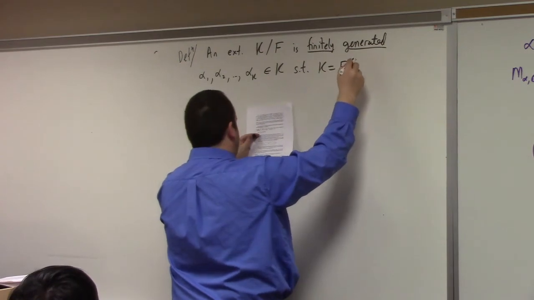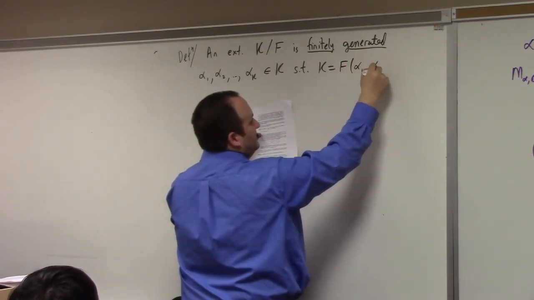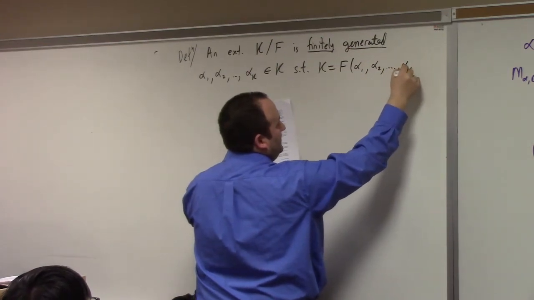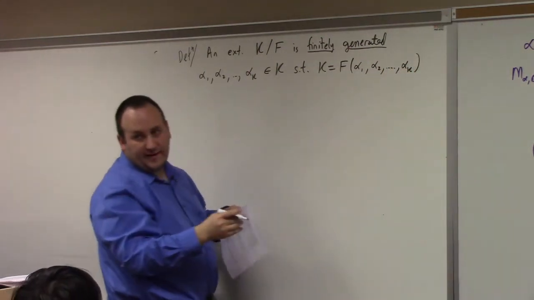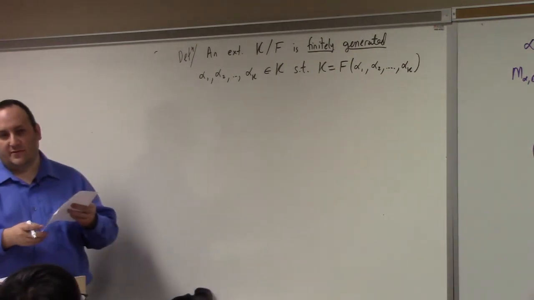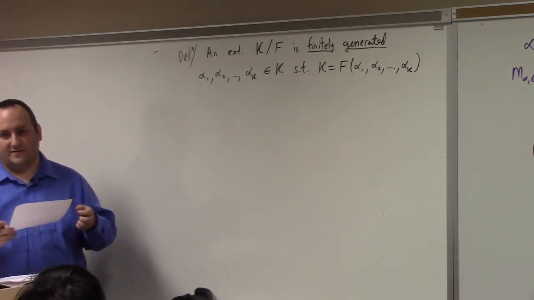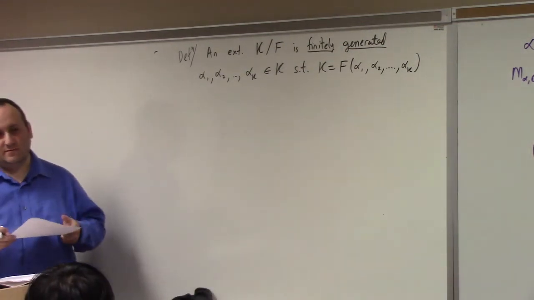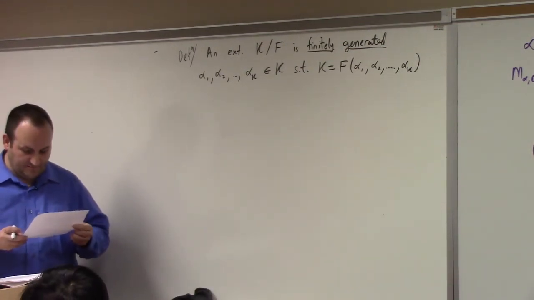And then, so this notation still means the intersection of what? All subfields of K which contain what? Both F and the elements alpha 1 through alpha k, right? It has to be closed under the operations of a field. They have multiplication, inverses, sums, all that good stuff.